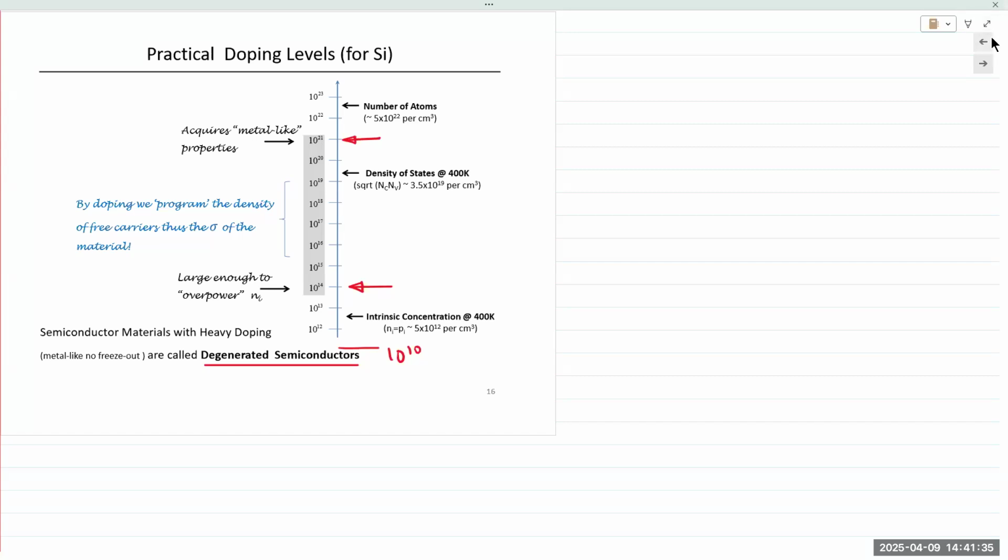Most of the devices that we use in everyday life are somewhere in the middle, right here. Okay, 10 raised to 17, 10 raised to 18, 19, approximately in that range.